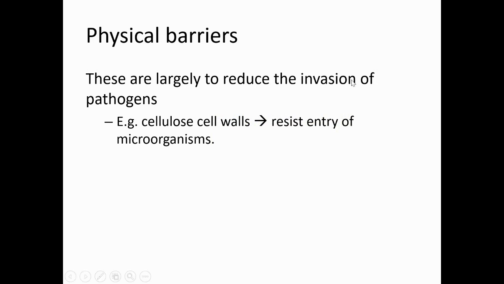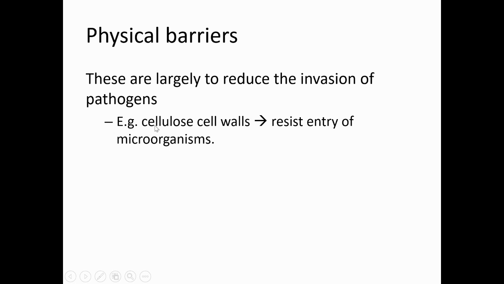Right, the first one we're looking at today are physical barriers. Okay, now just like people have got barriers, like we've got skin that will stop pathogens from getting into our bloodstream, plants too have got physical barriers. They're basically largely to reduce the invasion of pathogens. This means preventing bacteria, fungi, virus from getting into the plant in the first place.